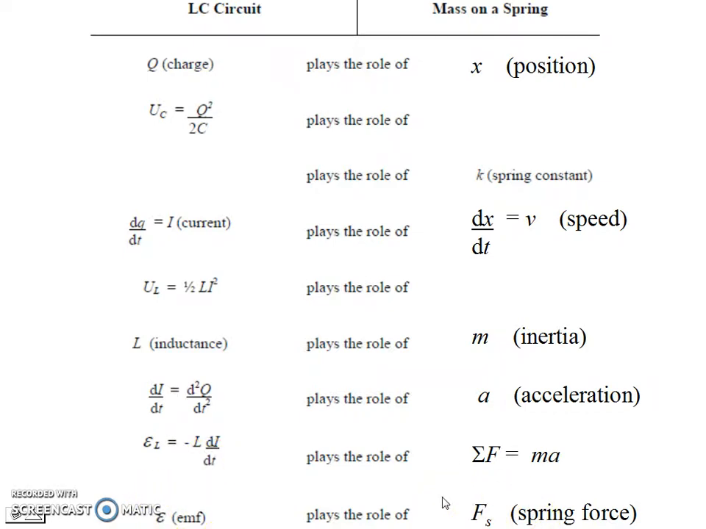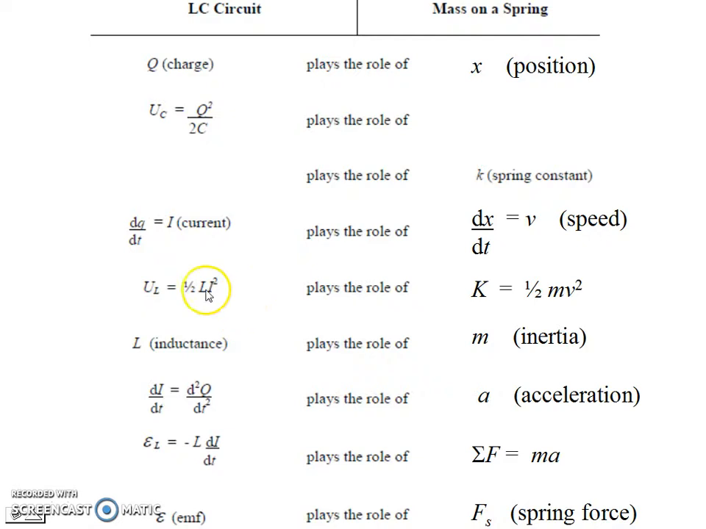Okay, now let's talk about some energy stuff. All right, so inductance plays the role of mass. Current plays the role of speed. Here's 1/2 L i squared. That's like 1/2 m v squared. That's kinetic energy, isn't it? How many of these are you getting right? Okay, all right. Let's look over here.